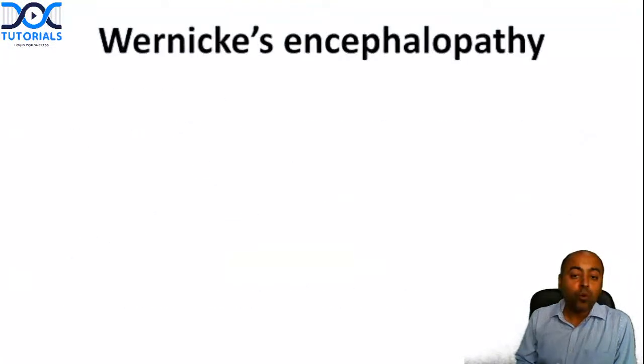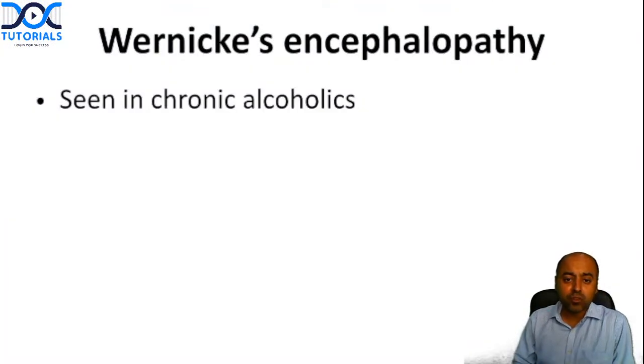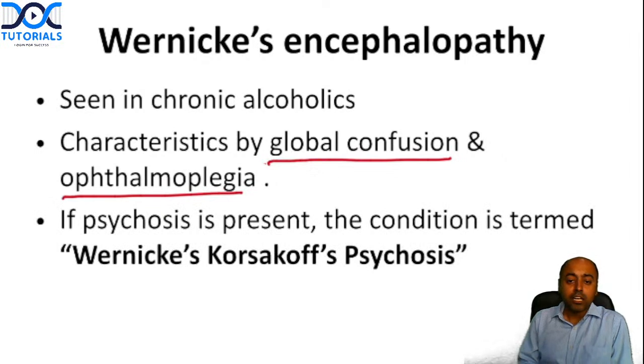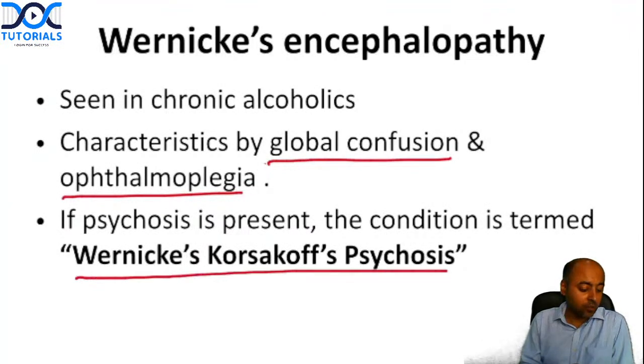And then we have Wernicke's encephalopathy. In Wernicke encephalopathy, which is commonly seen in chronic alcoholics, we have global confusion, ataxia and ophthalmoplegia. And if psychosis is present, we call it Wernicke-Korsakoff psychosis.